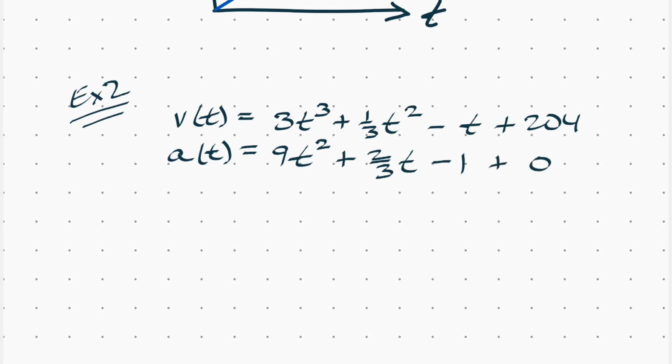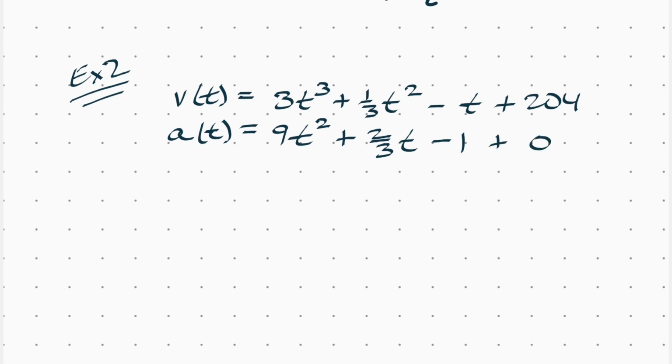204, you take the derivative with respect to time of a constant and you get 0. And so this whole last term doesn't even matter, right? And so there you go. There's your acceleration with respect to time. We just took the derivative.